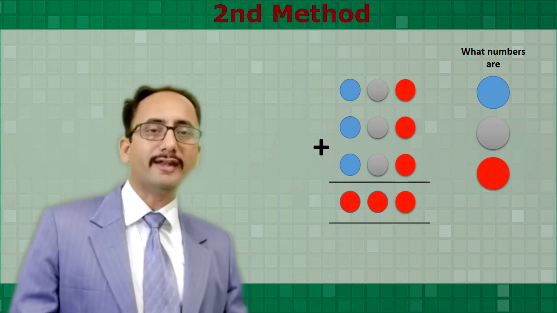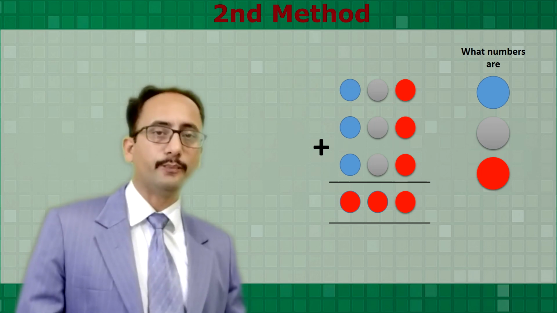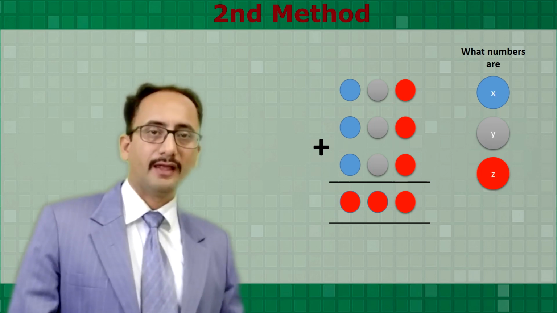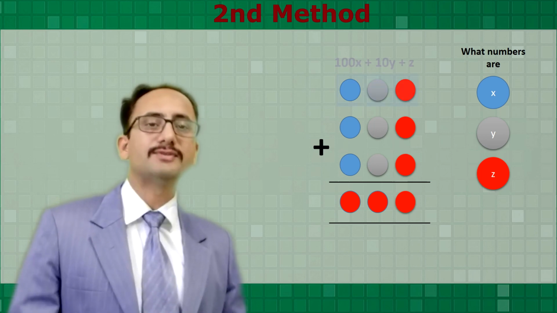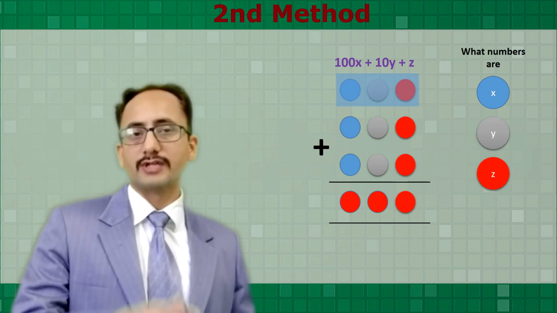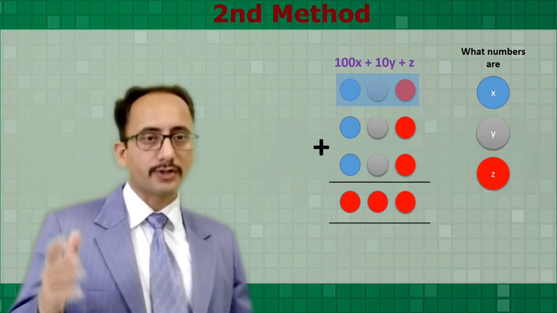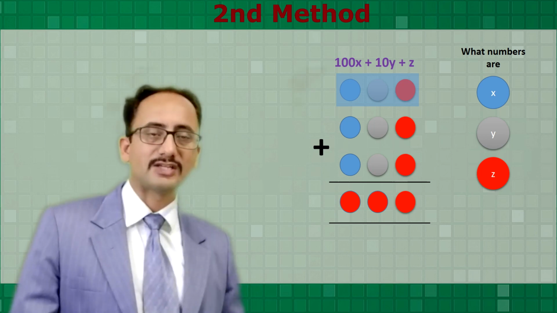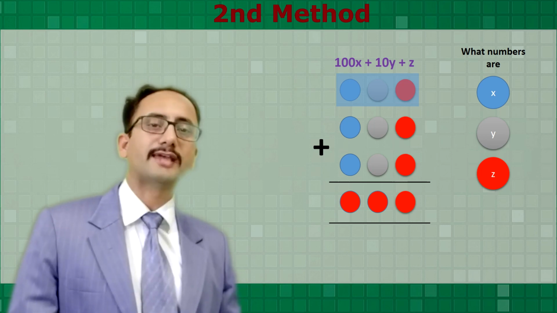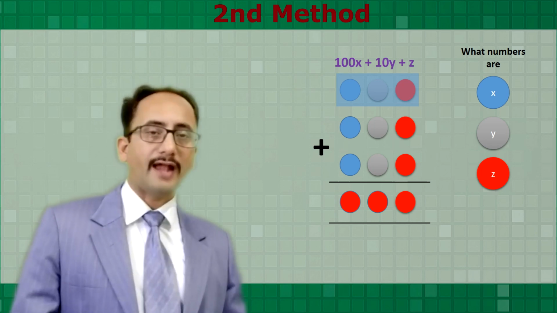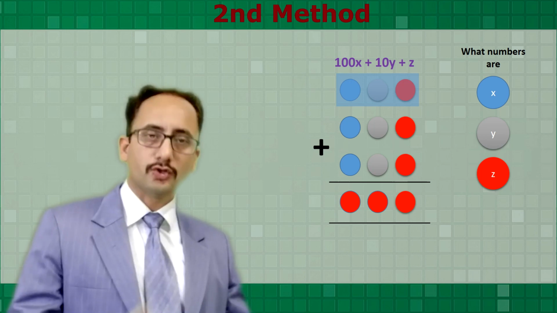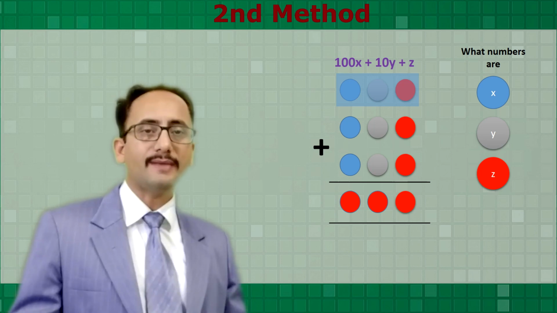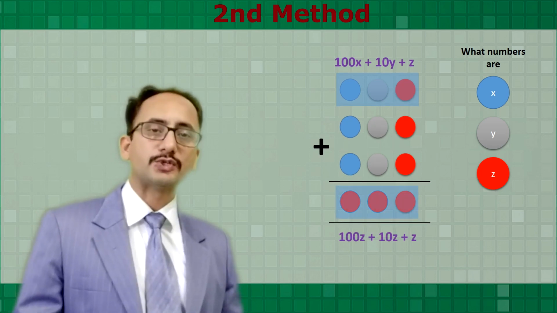Now if I take different variables for different digits, let us consider that the blue dot represents x, the gray dot represents y, and the red dot represents z. Then the required number is equal to 100 times x plus 10 times y plus z, because x or blue dot is at the hundreds place, y or gray dot is at the tens place, and z or red dot is at the ones place. The resultant has z at all three places, ones, tens and hundreds. So the resultant should be equal to 100 times z plus 10 times z plus z.